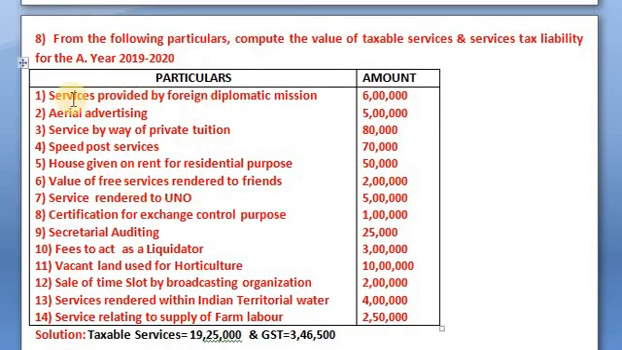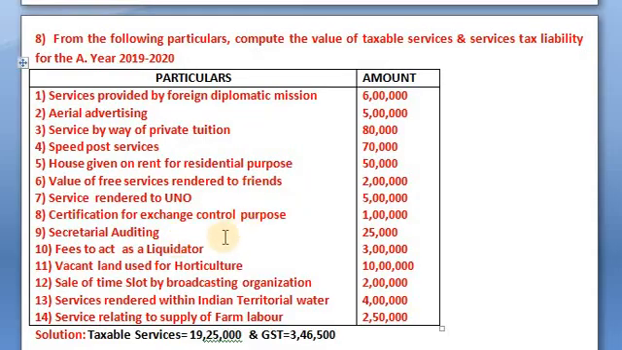From the following particulars, compute the value of taxable services and service tax liability for the assessment year 1920. Services provided by foreign diplomatic mission, exempted. Aerial advertising, taxable. Service by way of private tuition, taxable. Speed post, taxable. Residential house given on rent for residential use, taxable. Value of free service rendered to friends, taxable. Service rendered to UNO, exempted. Service for exchange control purpose, taxable.